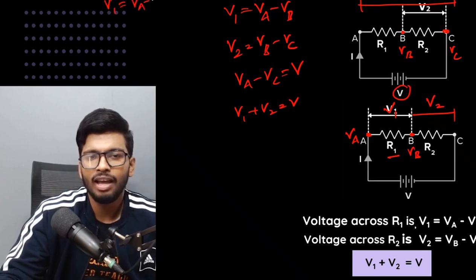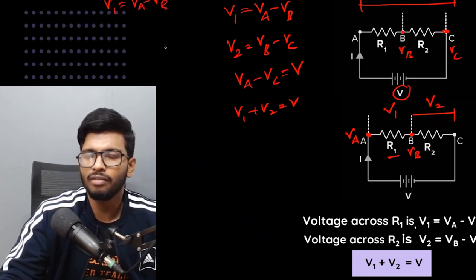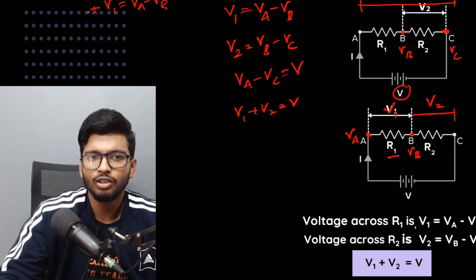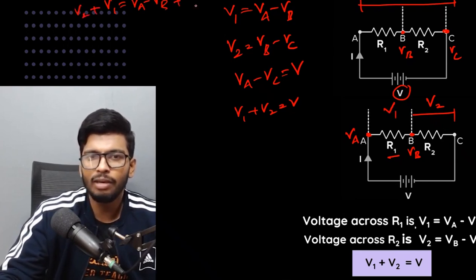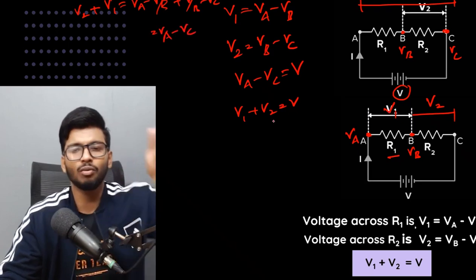VA minus VB, and V2 is what? V2 is nothing but VB minus VC. So when you add them up together, V1 plus V2, VA minus VB plus VB minus VC, here VB gets cancelled. So what are you left with? VA minus VB. Simple. So that's what you're showing over here as well.